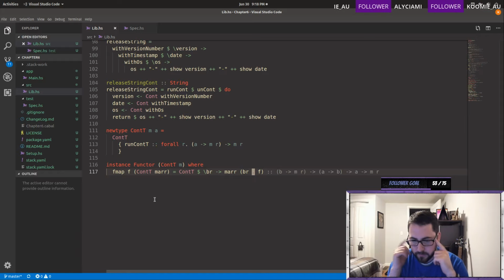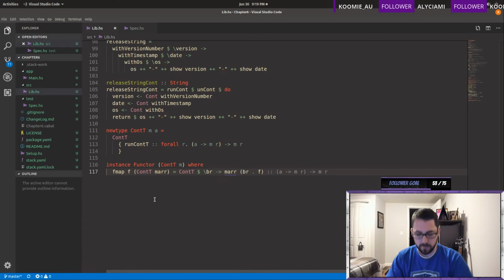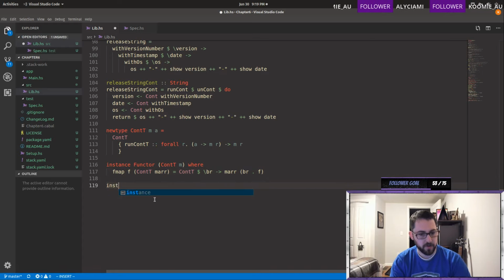Sorry. So we're taking an A to B to MR, and this takes A to MR to MR. Okay. And this is part of its parametricity. Okay. I'm okay with that.